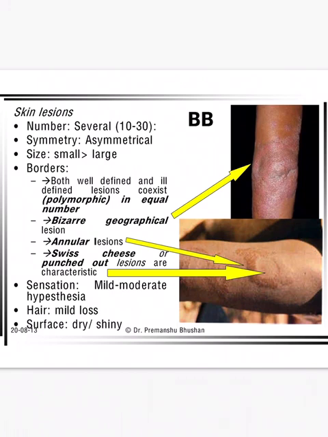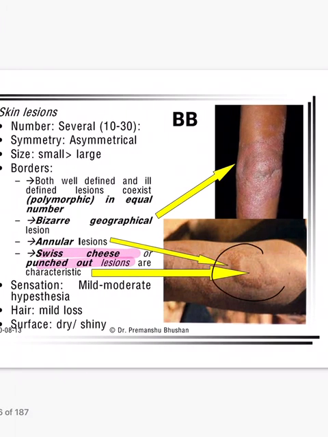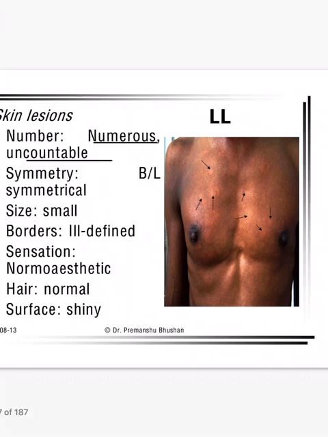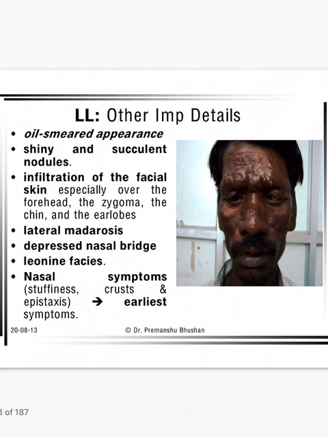Okay, now coming on to the borderline. If we talk about the borderline, guys, there is a punched out appearance. If you look at the appearance, that is Swiss cheese or the punched out appearance, guys. Do you see? Now coming on to the lepromatous, that is the severe form of leprosy. So there are numerous skin lesions, guys.